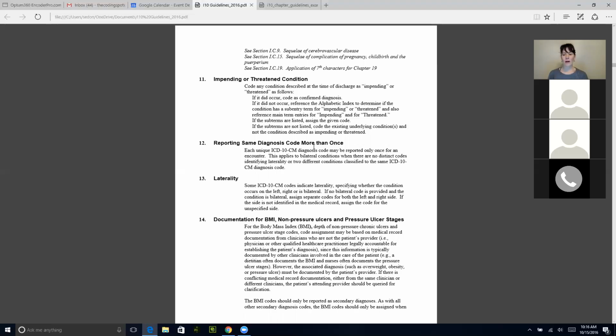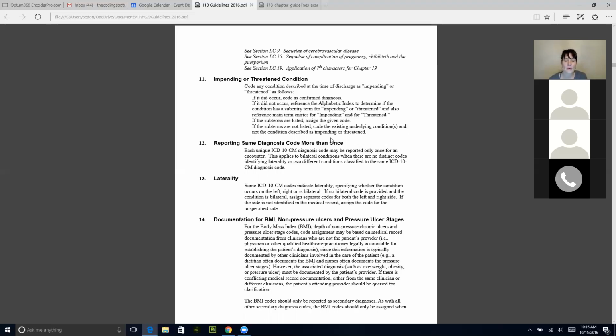And if you have any additional questions about that impending or threatened, just email us and we'll let you know. We had a question come across regarding the coding of HIV and AIDS, and we'll have time to get to that. That's our first section in our chapter-specific coding guidelines. So hopefully you saw the impending and threatened diagnosis in your index.